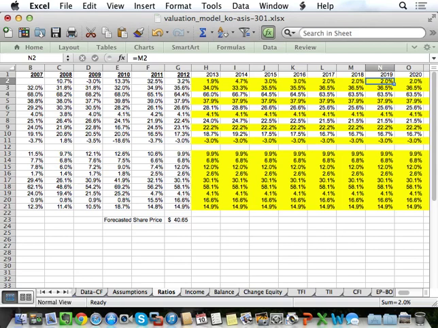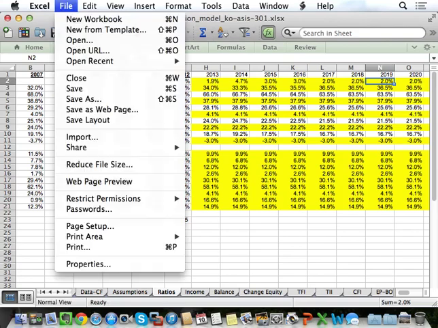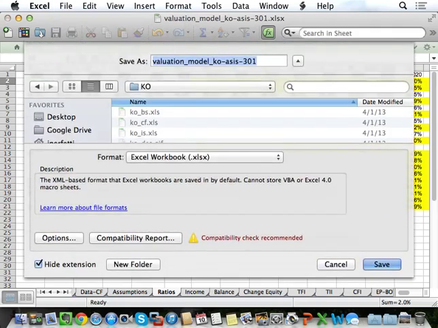Okay. All right, so this is the as-is valuation. So now what I'm going to do is I'm going to save this file, and I'm going to rename it the final valuation.